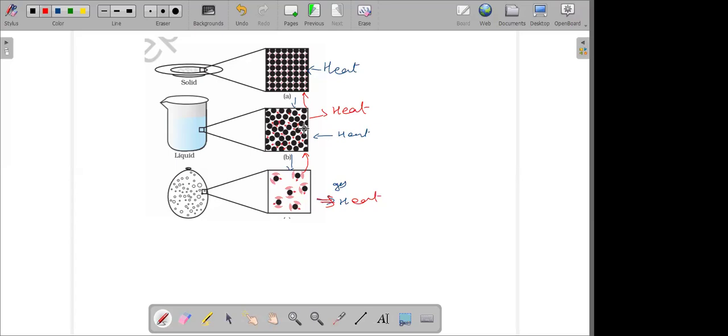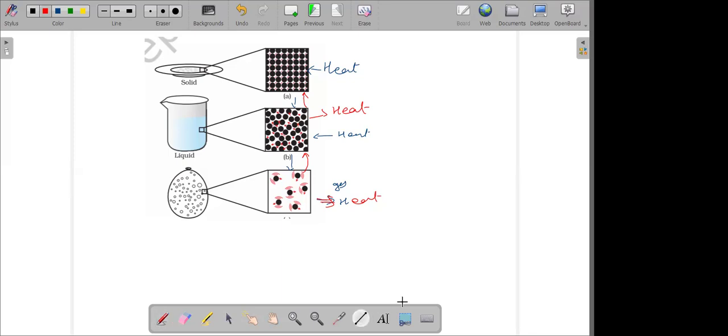So our refrigerator works in the same way. The refrigerator takes away heat from the liquid and converts it to solid. Is this understood by everyone? Yes, sir.